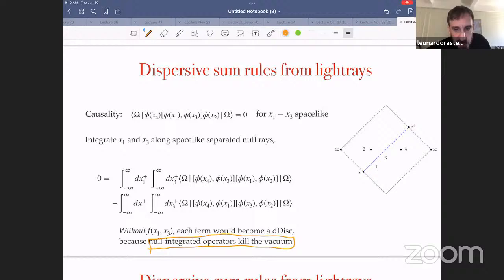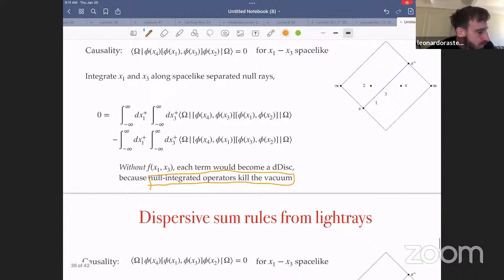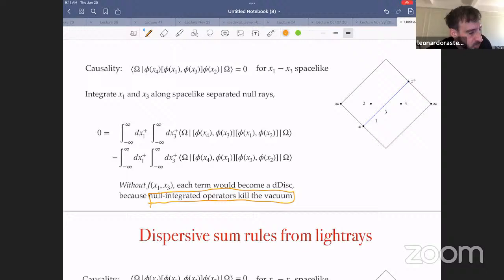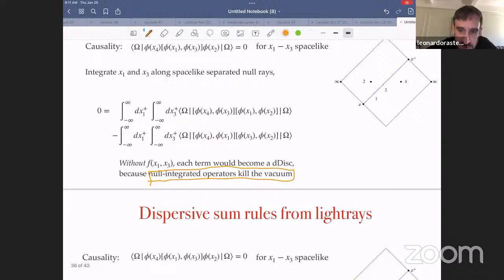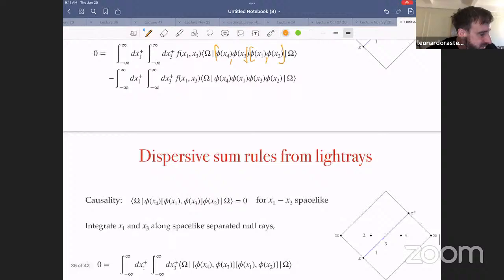We're now getting a double discontinuity. And well, now we have to remember that in fact we do have a kernel, and the kernel will introduce additional poles. So it's not going to be true that we get the precise double discontinuity. We're going to get something that involves a double discontinuity. And lo and behold, we're going to find a sum rule that is almost a double discontinuity. So it annihilates most of the double traces, except for a few. And so a dispersive functional is a functional that has double zeros on all double traces above a certain minimal twist. And the ones below the minimal twist, say the first few Regge trajectories, don't have double zeros. Maybe they have simple zeros, or do not have zeros at all. And that comes from the fact that there is this kernel. Okay, so that's as quick a derivation as I could possibly have.